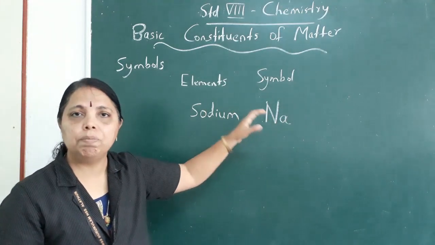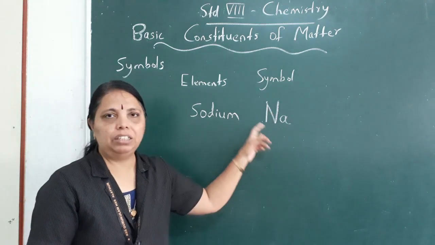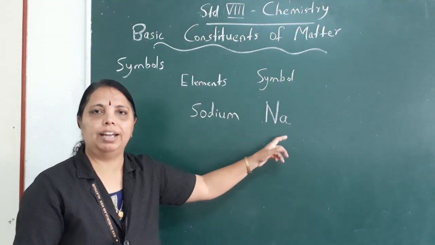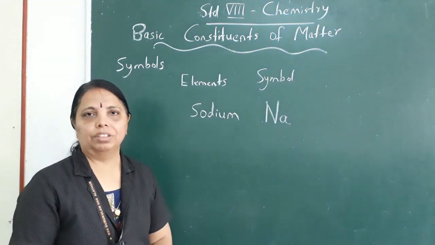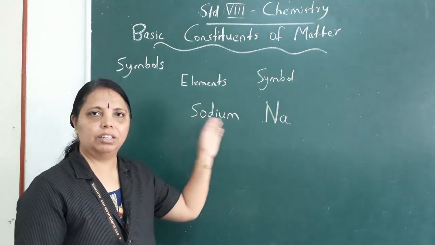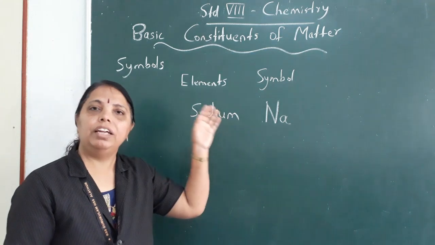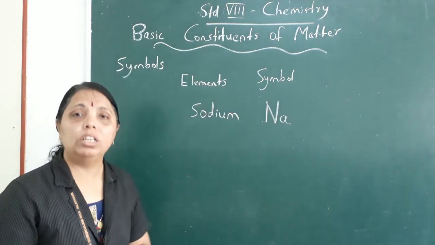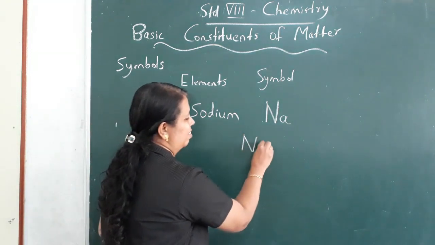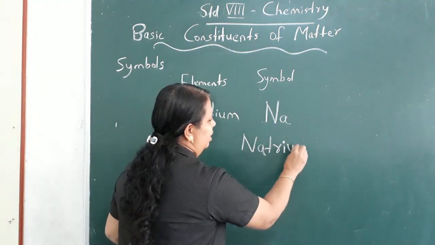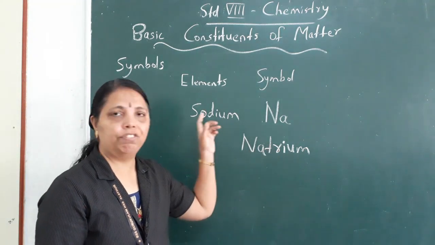This is very, very important. What is the symbol for sodium? Na. If I write Na on the board, you should understand that it is sodium. Now from where did I get this Na? Is there any relationship here? Na is not at all there. But then from where did I get it? I got it from the Latin name of sodium, which is called natrium. This is the Latin name for sodium.